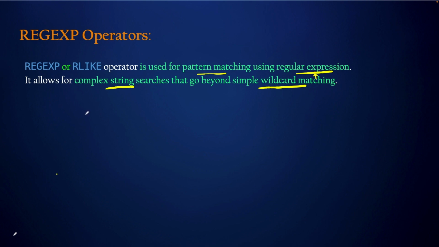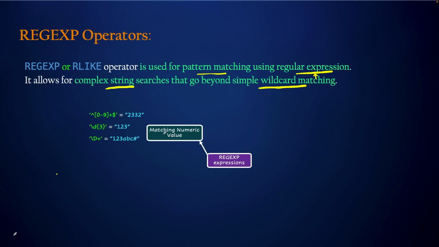Let's study the different kinds of regular expressions. First one is matching numeric values. In this regular expression, the caret symbol tells us the beginning of the string, the dollar symbol tells us the end of the string, and inside the brackets 0 to 9 means any digit between 0 and 9, and plus means one or more occurrences. So you can have 4 numbers, 5 numbers, 8 numbers, or 10 digits.